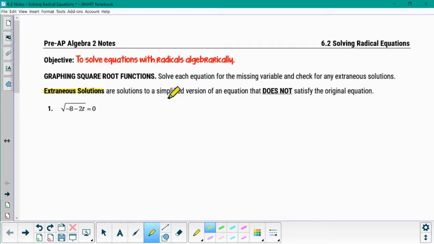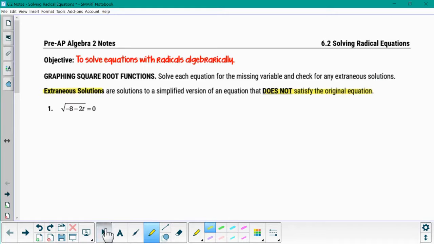So these are solutions that we get by correctly simplifying and solving. However, when we plug them back in, they do not satisfy the original equation. So yes, we will be plugging our answers back into the original equation to make sure that they work, because sometimes they will and sometimes they won't.